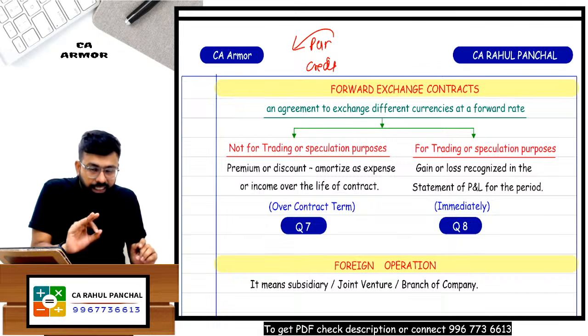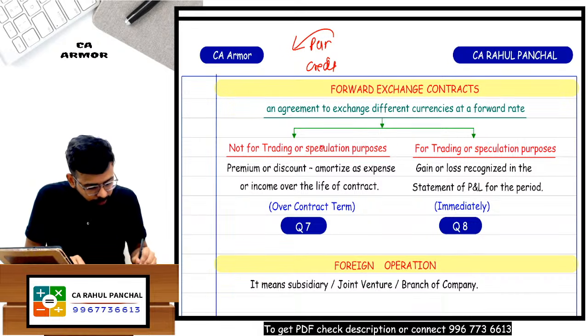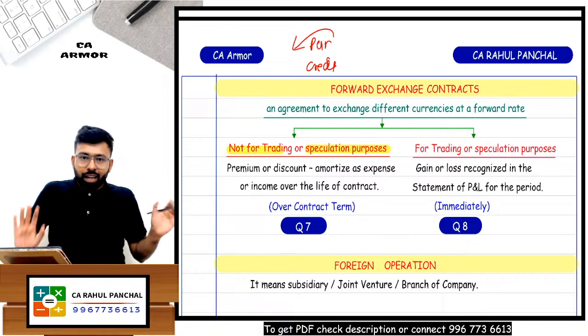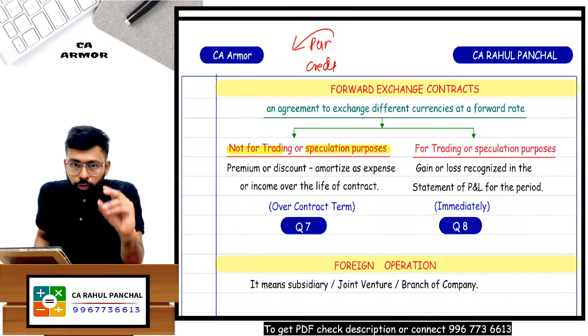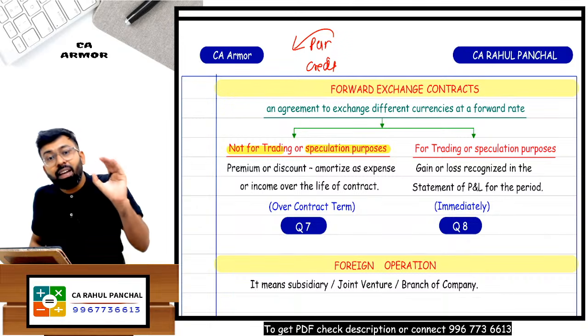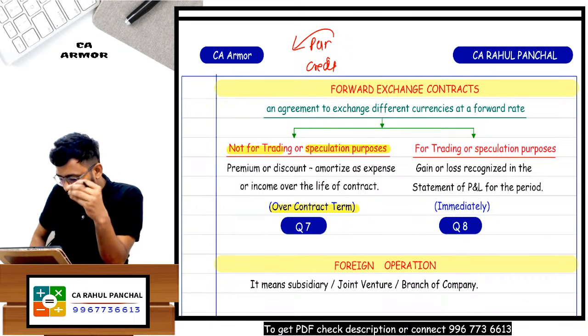In this case, entering into a forward contract, speculation is not my business. It is not for trading or speculation. I'm not doing speculation or trading of forward contracts. It is just to hedge my risk. I entered into it, and it will run over the contract term. That is what I have done.